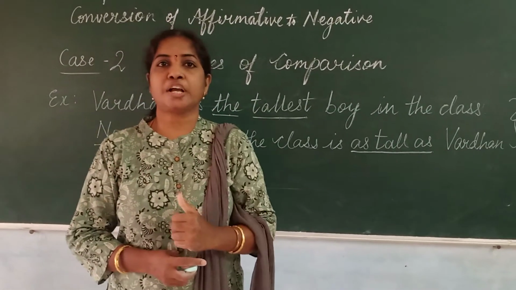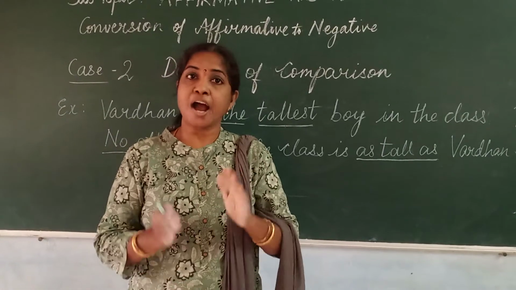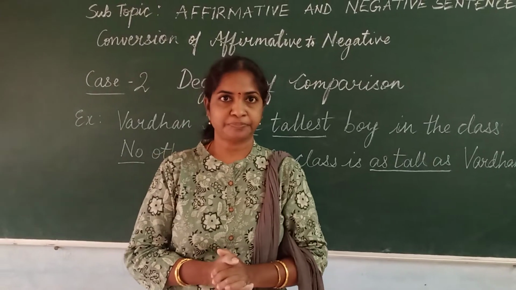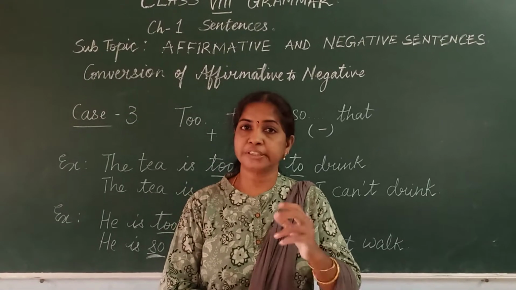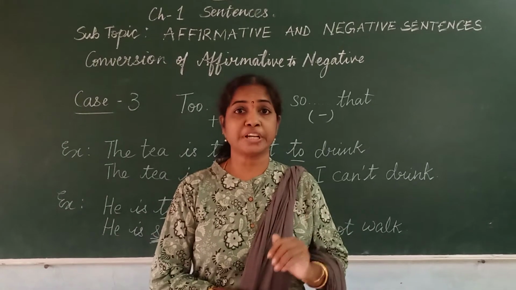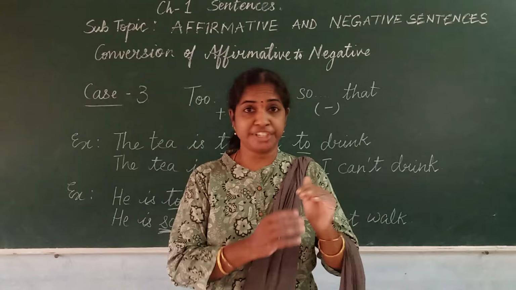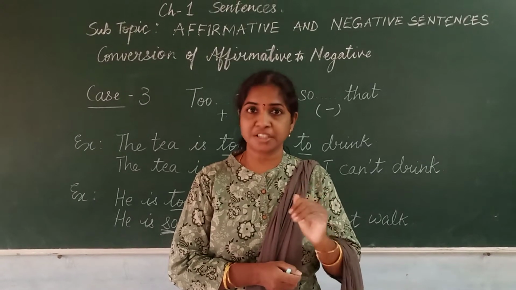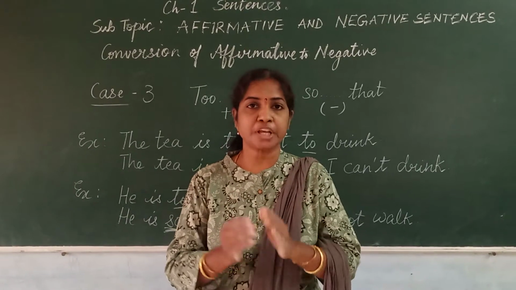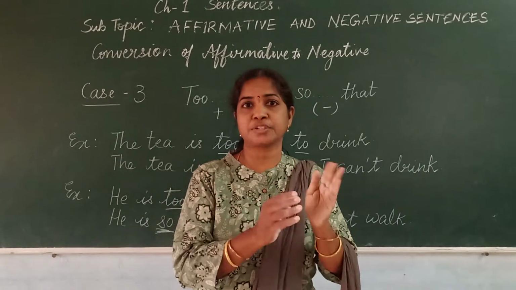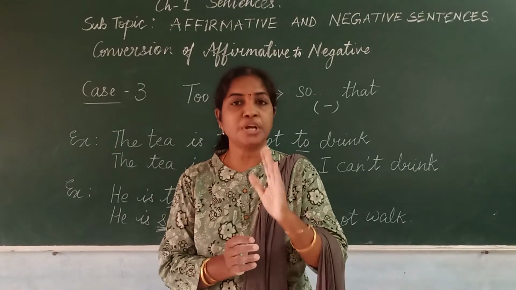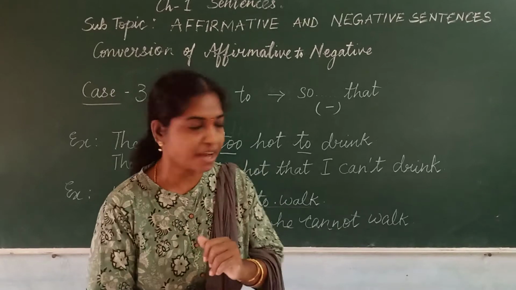Let us now check the third case of how to convert an affirmative sentence to a negative sentence. I hope you understood case 1, where we were using an opposite word, and case 2, the degrees of comparison and not. And now the third case is when the sentence has too, to. How do you convert such a sentence to a negative sentence? We will check with examples.